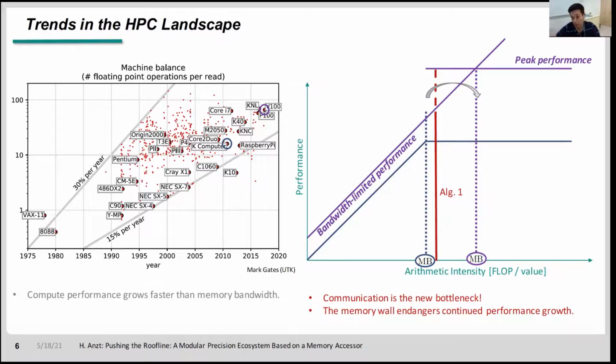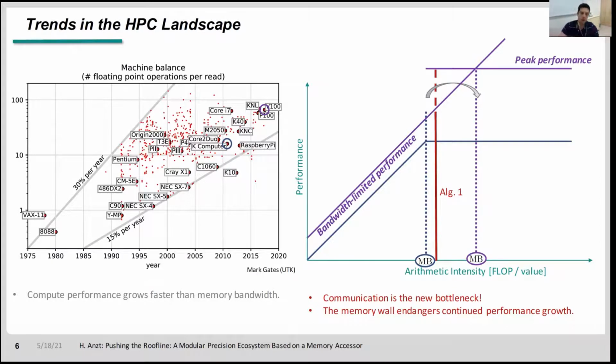So now the communication is the new bottleneck, and how we get the data into the processing units. This is also called the memory wall that is coming towards us, where we see a trend where the compute performance is growing faster than the memory bandwidth.